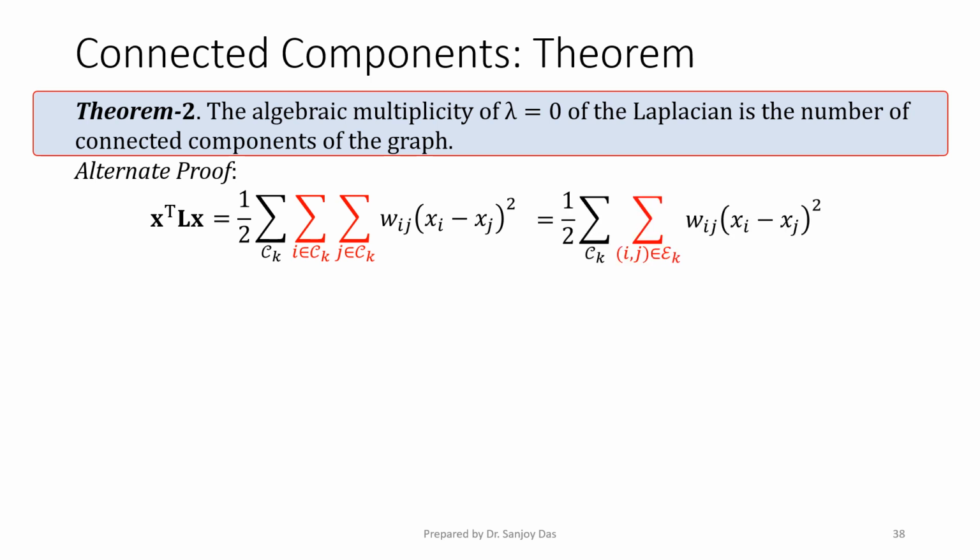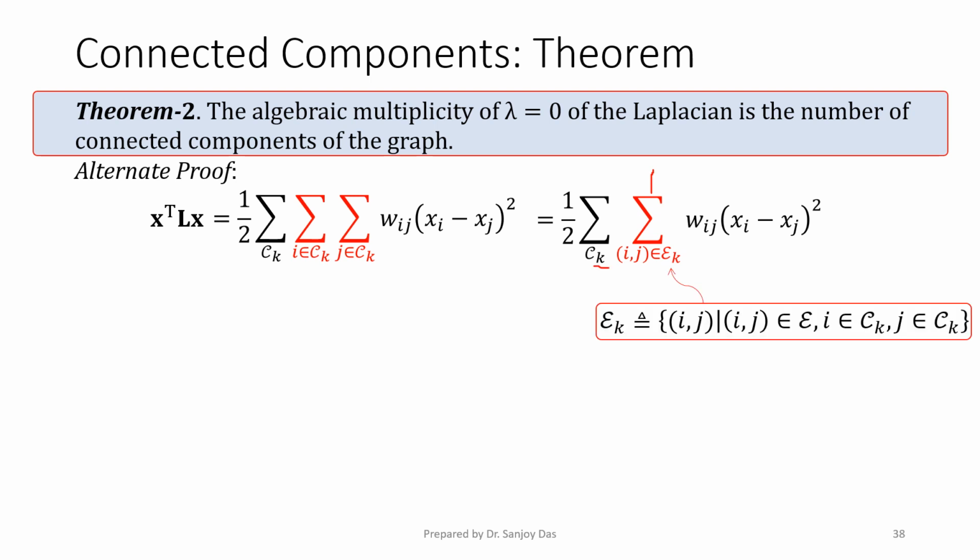So this can be expressed in another manner. This is the first summation over all connected components. This summation here is over all pairs of vertices lying within the same connected component Ck. Ek can be defined in this manner. Ek is the set of all pairs of vertices in the connected component such that ij is an edge.